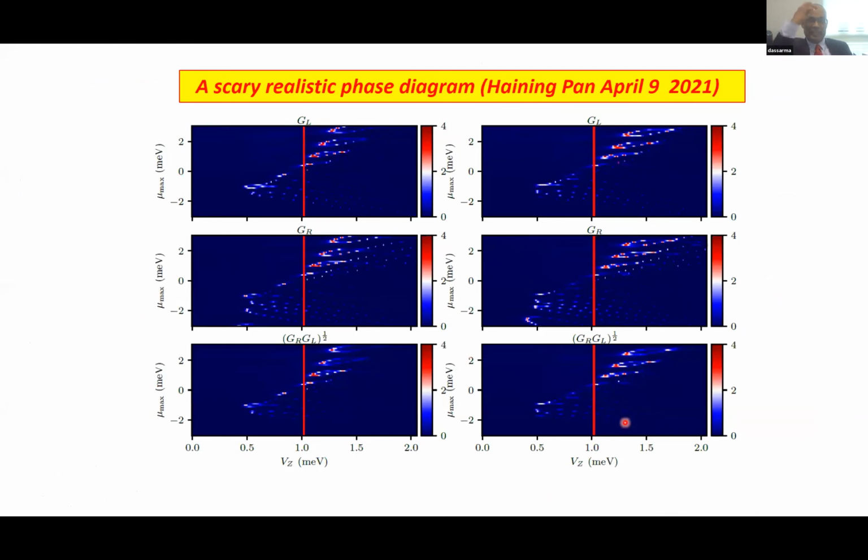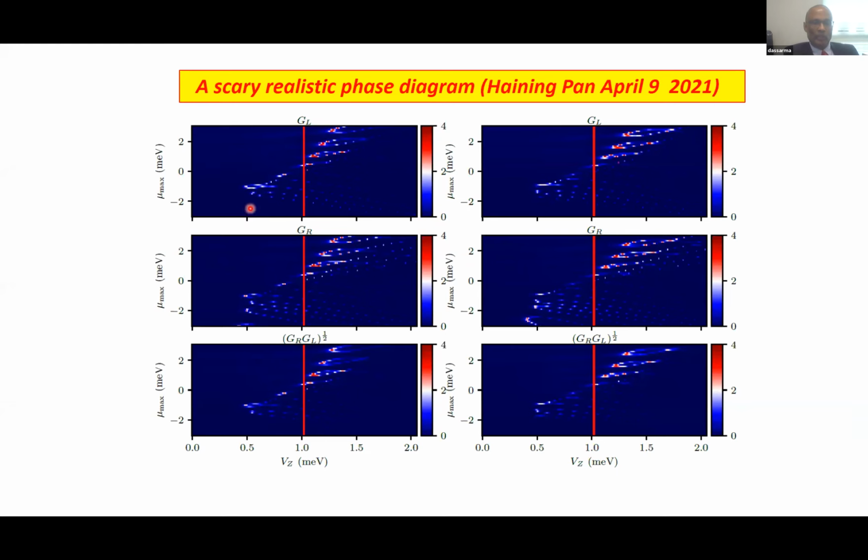So this is a scary realistic phase diagram. This again came like 2 days ago, so I'm not going to discuss this in great detail. This is the magnetic field. This is chemical potential. You see, these are the zero bias peaks of various strength. You can have a zero bias peak with any value between 0 and 4, including 2.